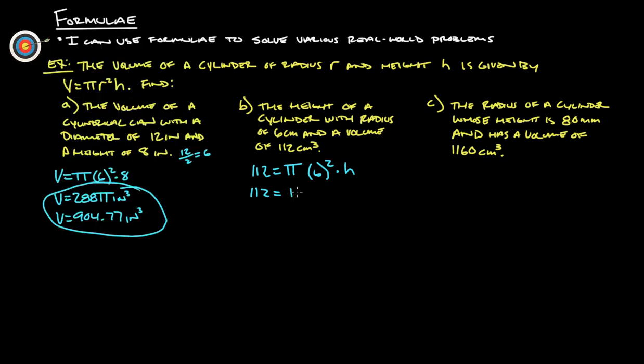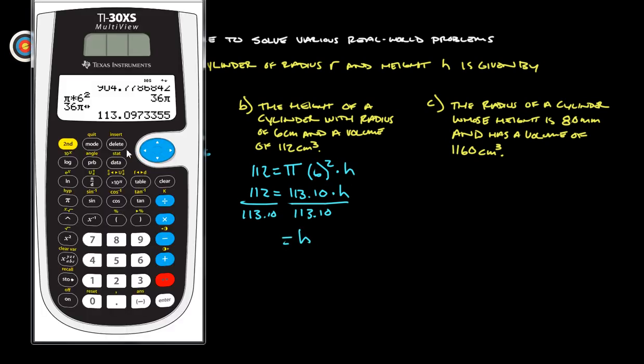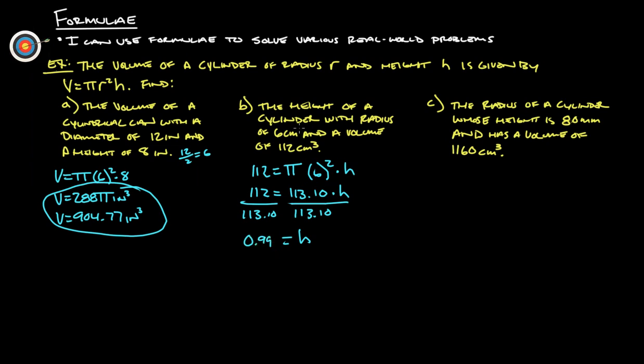So that's 113 point, what did I say, 10? Times h, right? So now we have to divide both sides by 113.10 to figure out what our height is going to be. So with our calculator, we're just going to do 112 divided by our second answer. Divided by our answer is going to give us 0.99. 0.99, and in this case it's centimeters is what the height should be.